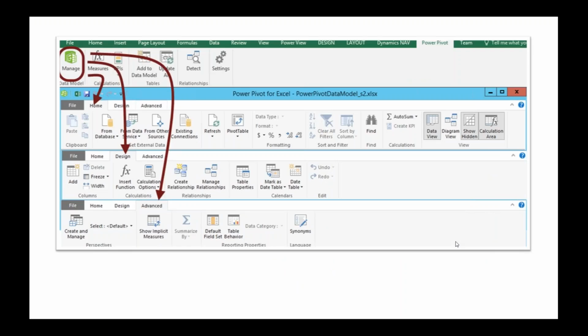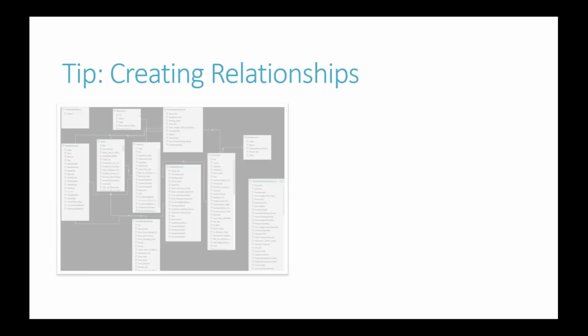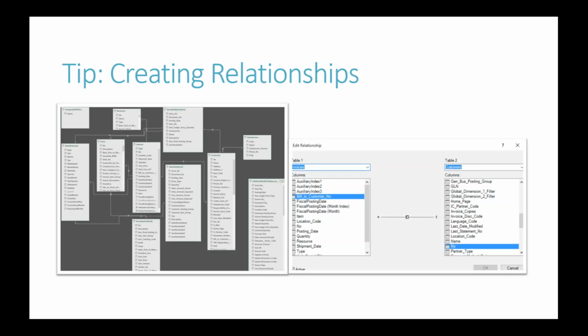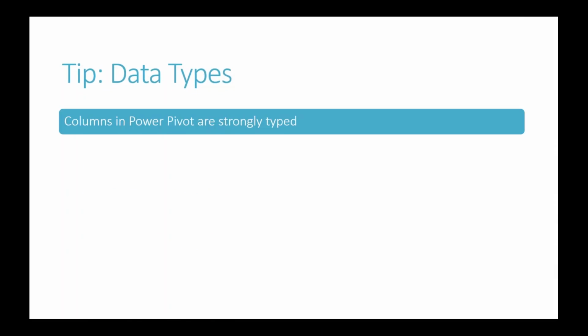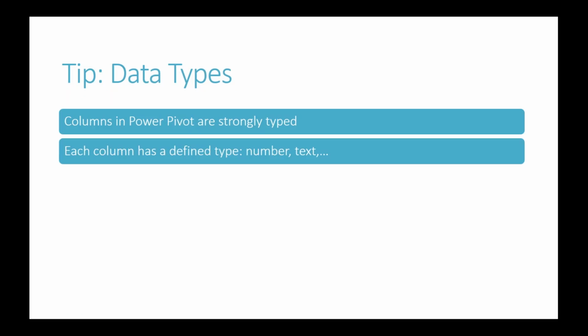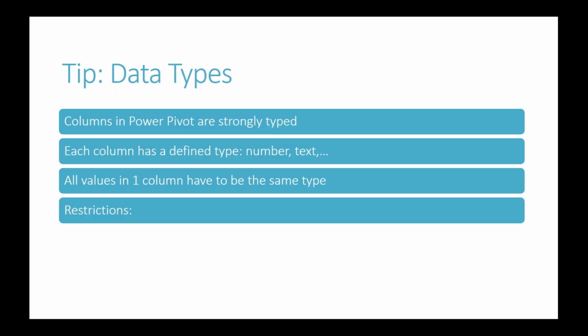Okay, so I also summarized that a little bit here in my slides. Different data sources which are supported, how you can create your relationships and even edit them in Power View. I should also mention that when we are going to use data in Power View, our columns are strongly typed, which means that every column needs to have a data type defined, so we need to verify if it's correct. All values in one column, of course, have the same data type.